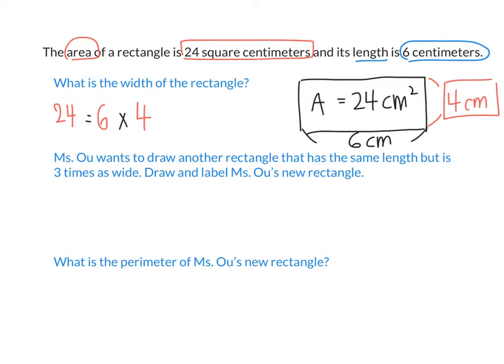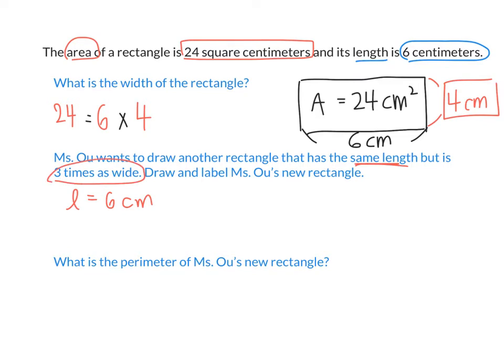Now, read the next question and see if you can write down what the question's asking you to find. Go ahead and pause to write down what the question's asking you to find. Okay, now it says we want another rectangle that has the same length. Well, the same length means that it will still be 6 centimeters. But this time we want it to be 3 times as wide.